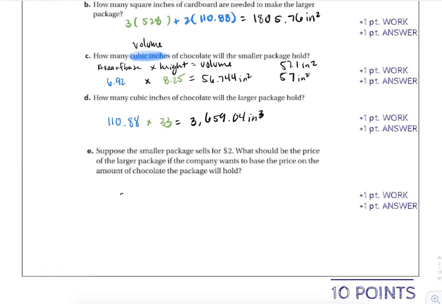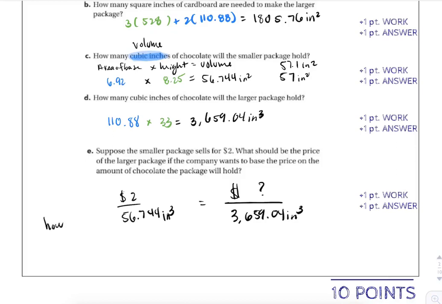That means that it's $2 for every 56.744 inches cubed of chocolate. Now, we have a new chocolate that we're trying to figure out the price of. This is what we're trying to figure out, but it is 3,659.04 inches cubed of chocolate. This is how much chocolate? Okay, there it is.